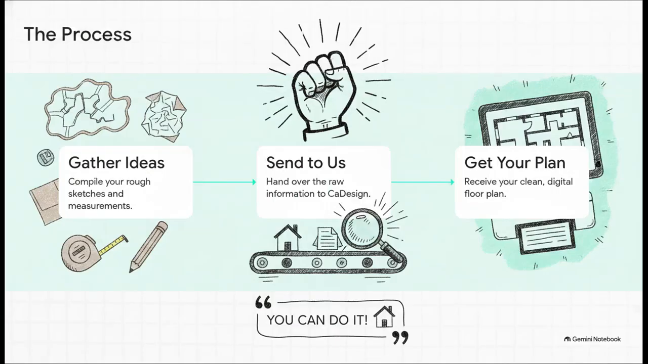Let's actually break down how this works in practice, because the process is incredibly straightforward, which, let's be honest, is exactly what you want when you're dealing with the stress of a potential renovation. Step 1 is simple. Just gather your rough ideas, your basic measurements, or whatever old plans you have lying around. Seriously, don't worry about them being perfect. Step 2, you hand that raw information over to the team at CaDesign. And Step 3, you receive your clean digital plan. Boom! That is the entire customer journey for the floor plan starter service.